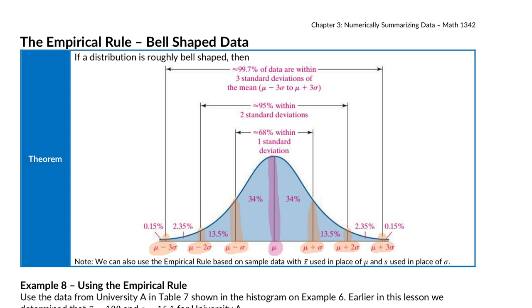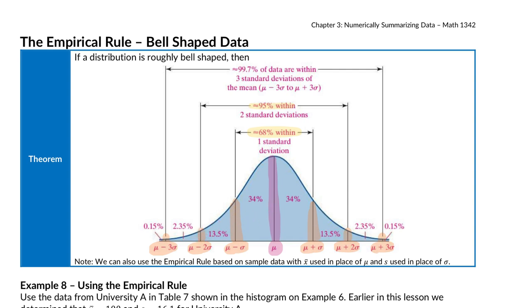Now, what do these different pieces mean? If you are within 1 standard deviation of the mean, that is 68% of data will be within 1 standard deviation above or below the mean. 34 above, 34 below. If you jump 2 standard deviations, 95% of your data is going to be between these 2 points. So that's 34 plus 13.5 on this side and the same on that side.